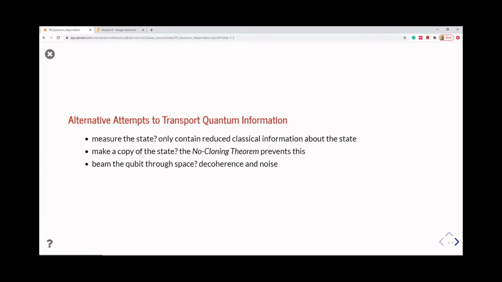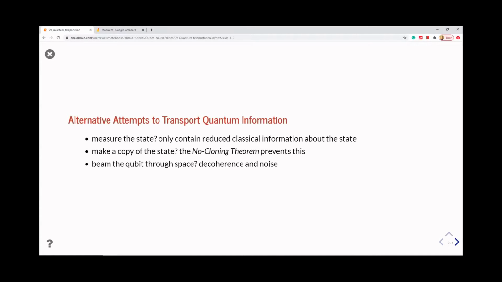We could try to make a copy of the state and then put the qubit copy in a secure box and somehow send it somewhere on a truck halfway around the world. That's not going to work either, because it turns out, due to the no cloning theorem that Peter Rohde mentioned as well, you can't actually make a copy of a quantum state either.